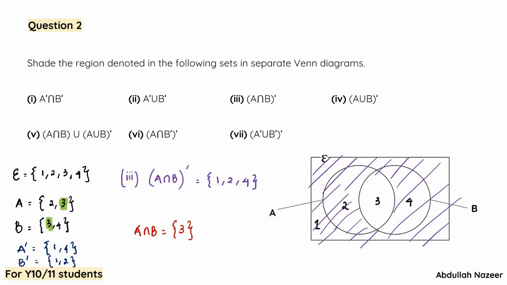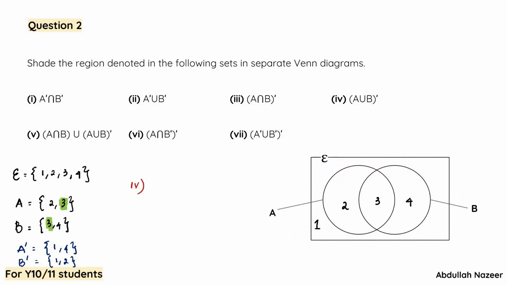Alright, so let's move on to the fourth question. The fourth question says A union B complement. To find what A union B complement is, we need to find what A union B is. By looking at the sets, we understand that A union B is just the combination of set A and set B, which is 2, 3, and 4. So if A union B is 2, 3, 4, A union B complement would be everything other than 2, 3, 4, which is just 1.